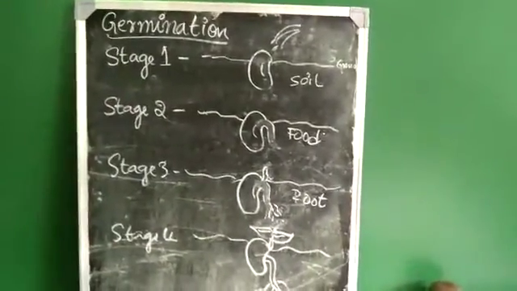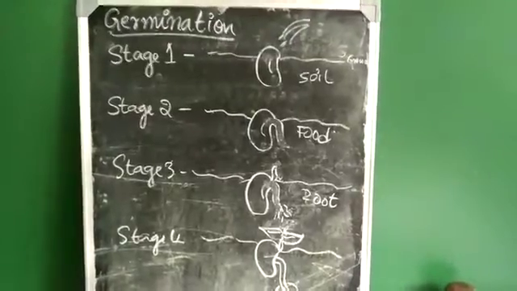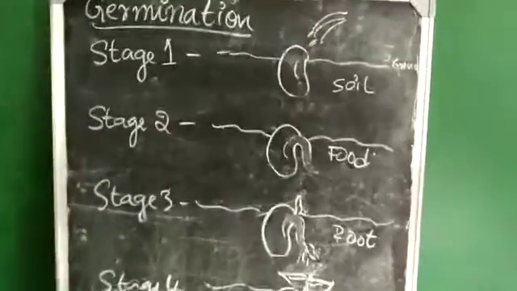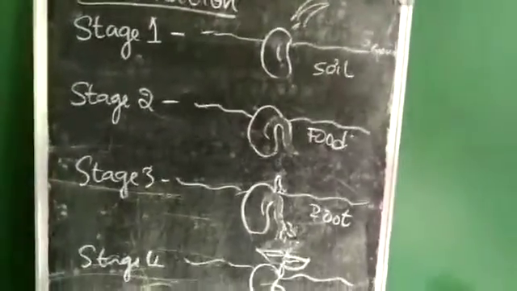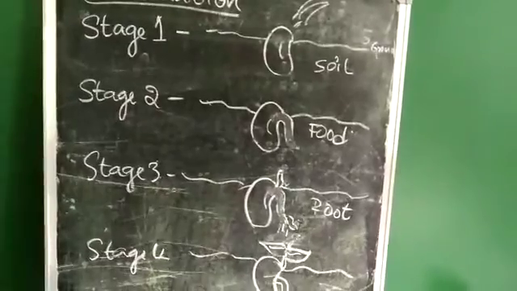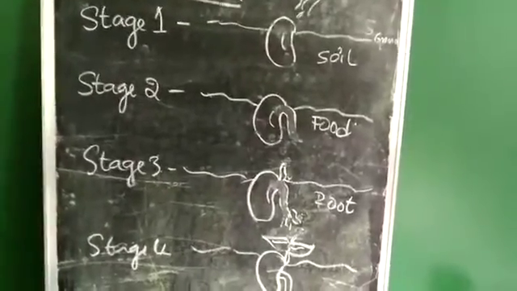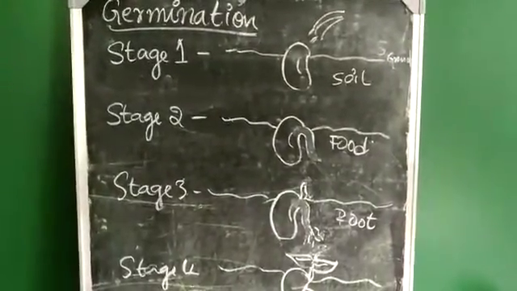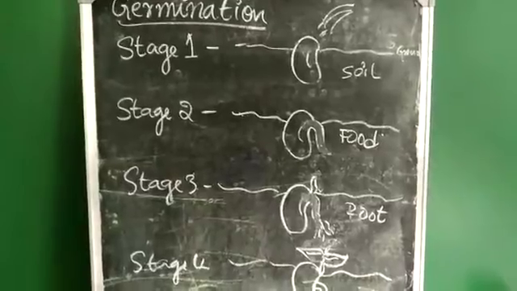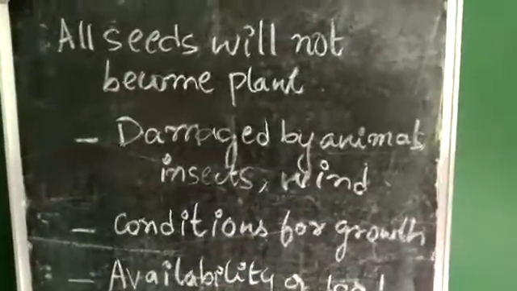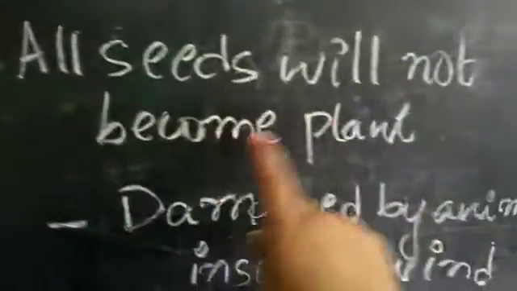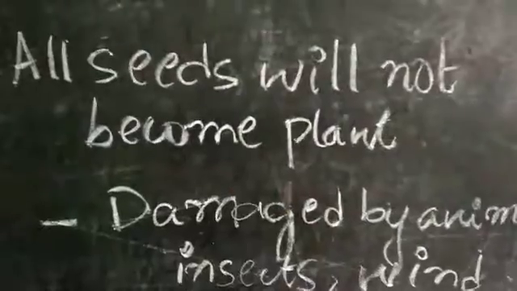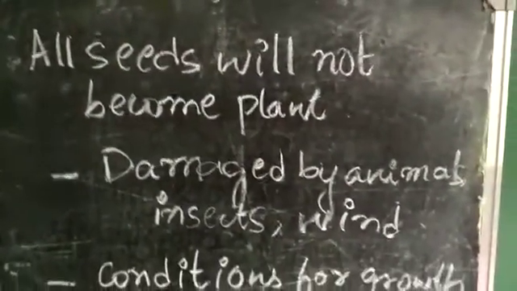Got it? So let us see the next topic, that is dispersal and its agents. So you can think that all the seeds sown are going to become a plant. All the seeds put under the soil will become a plant. No, they will not become a plant. Let us discuss why. Can you see here? All seeds sown will not become a plant. Why all seeds will not become a plant?